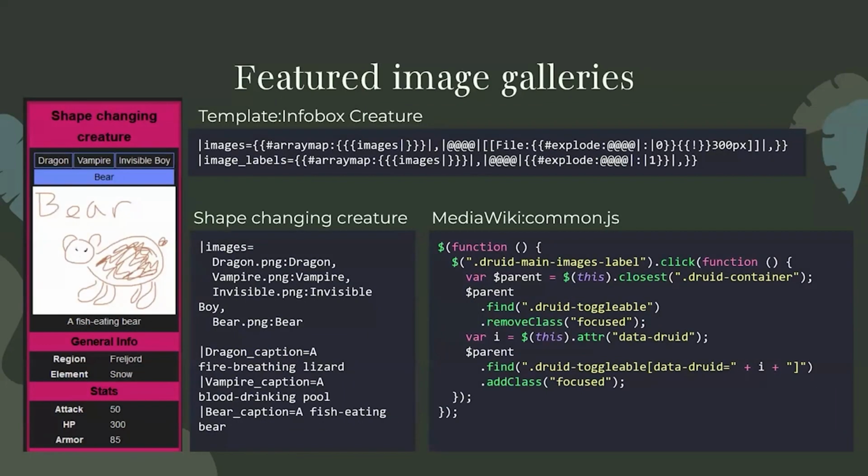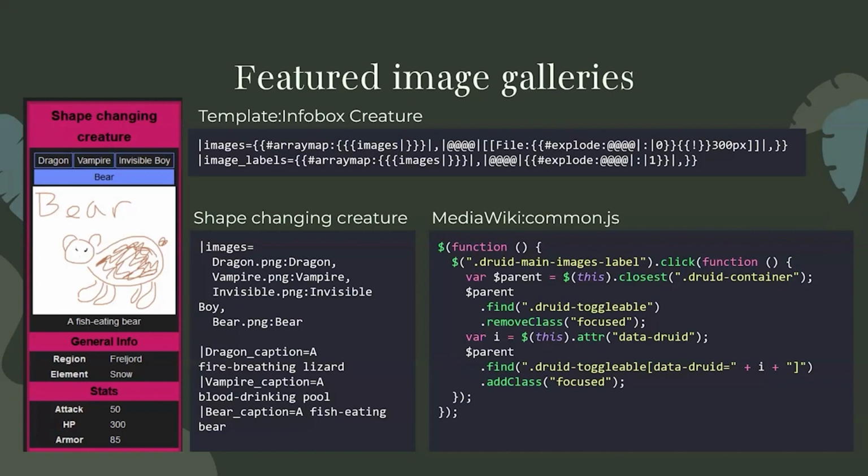Featured image galleries are another thing that PIs support. In PI, there is some code that works with the gallery extension tag and sets up effectively a tabber for you here. I did not want to do that, so I explicitly added support for it where you can send a list of images and a list of image_labels. And those param names, images and image labels, are exactly what Druid is looking for. So that's what you want to define a template infobox creature.